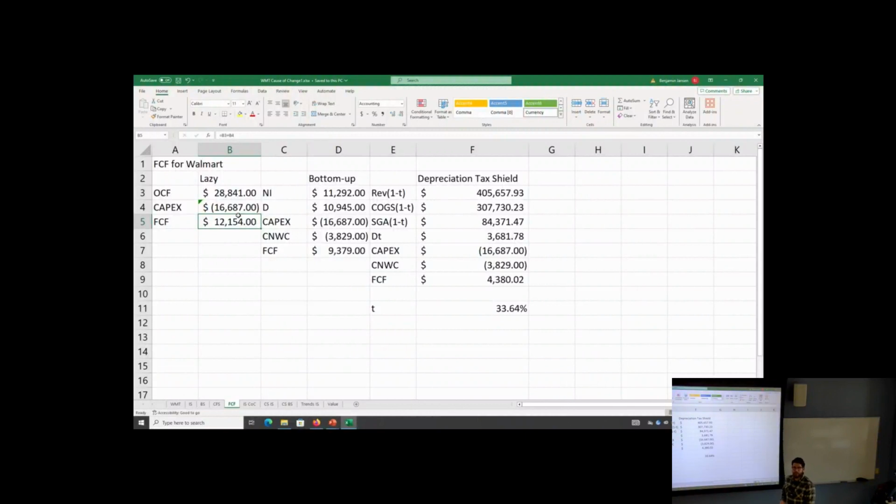Right, so this is a lazy method because there are additional non-cash changes and cash changes that have not been included in a company's income statement. Right, specifically depreciation and amortization and change in net working capital. And those two values can result in significantly different free cash flow over a given time period. So the most commonly used approach is the bottom-up method.